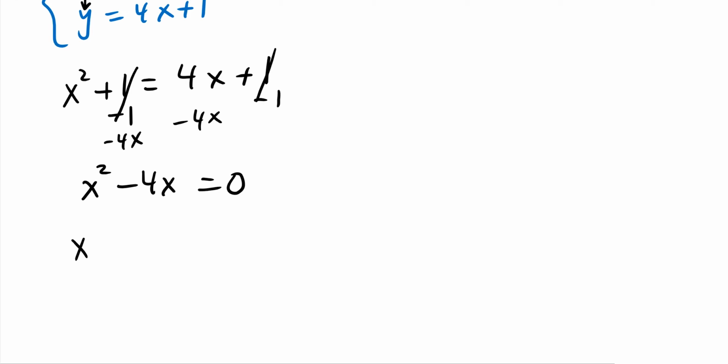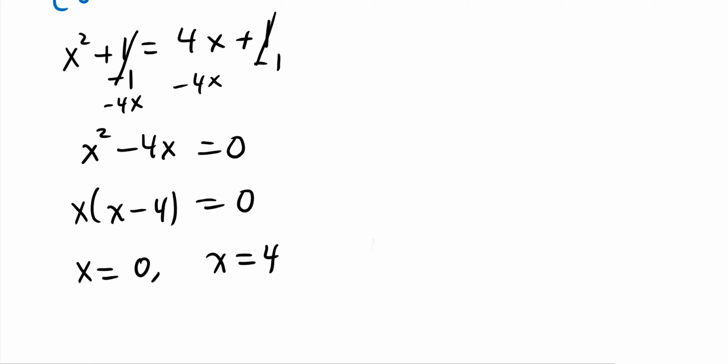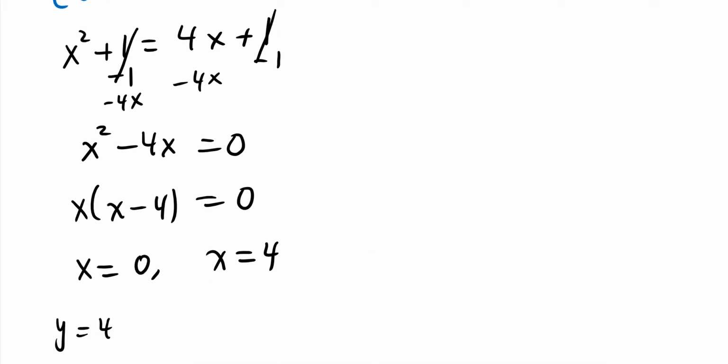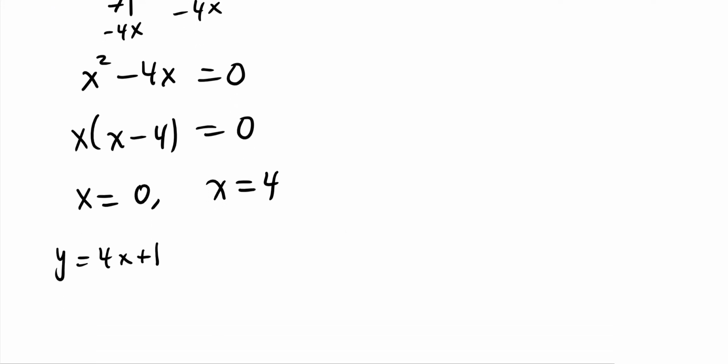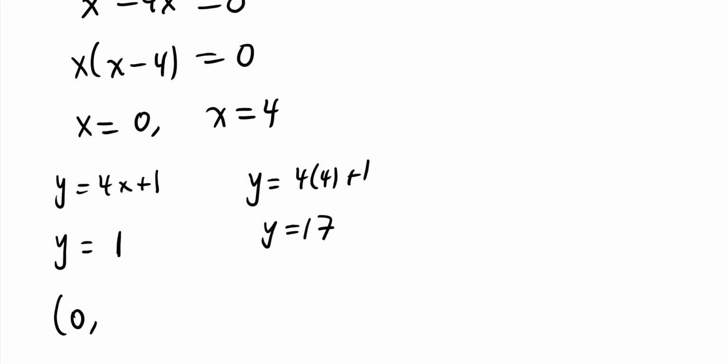Then we can factor x out. x times x minus 4 equals 0. That gives us x equals 0 or x equals 4. But notice y is 4x plus 1. So to find the y, 4x plus 1, y would be 0 plus 1, 1. Or y would be 4 times 4 plus 1, 16 plus 1, 17. So we got two solutions. When x is 0, y is 1, and when x is 4, y is 17.